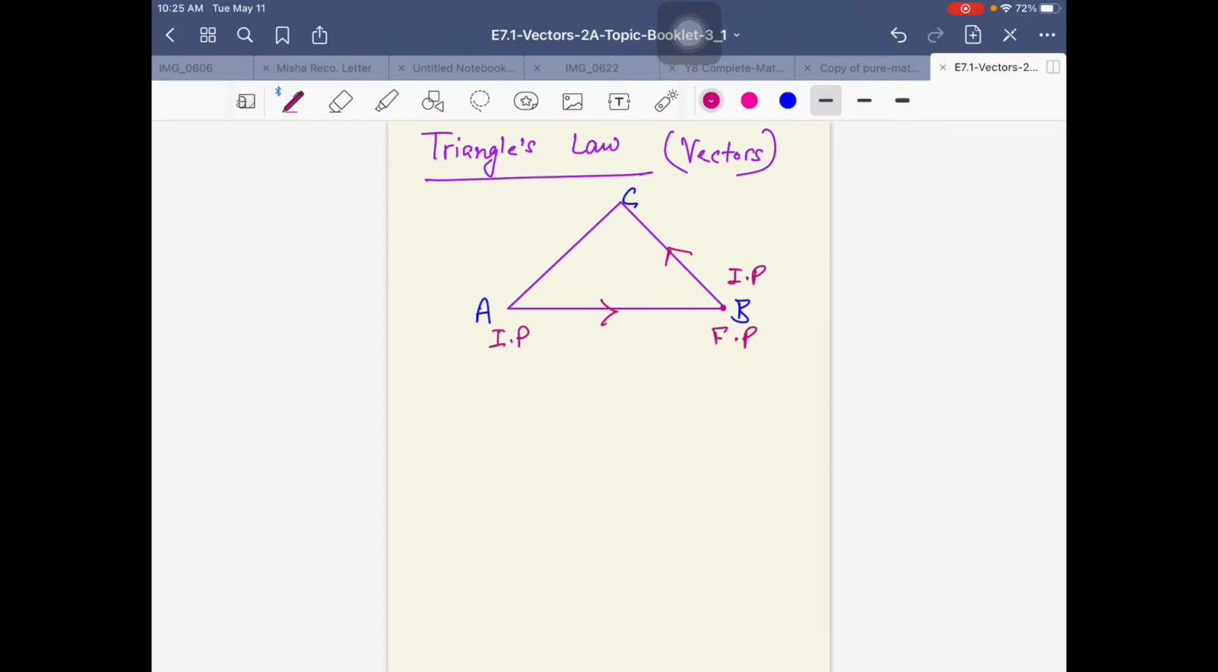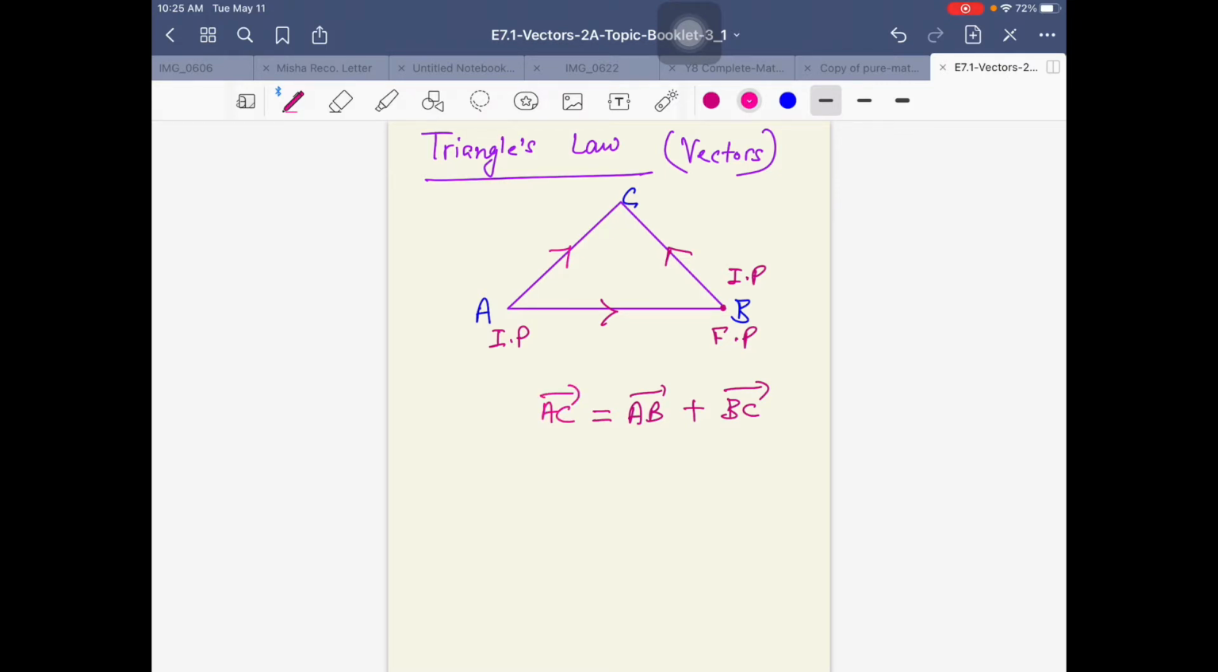So if two vectors, in this case AB vector and BC vector, are represented by two sides of a triangle in order, then their sum is given by the third side of the triangle but in the opposite order, like AC vector. So AC vector is not following the order of AB and BC, it is going the opposite way. So this AC vector is called the resultant.